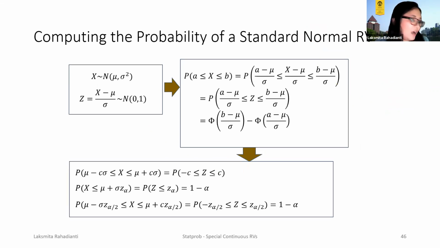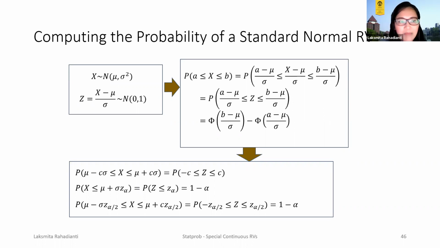So here we've put together a basic step-by-step how to solve any probability computation of a standard normal random variable. So usually you start with a known distribution. This may not be standard at first. You have a certain mean and you have a certain standard deviation.